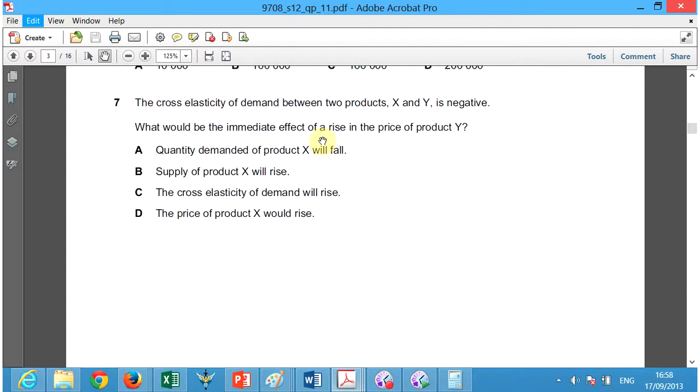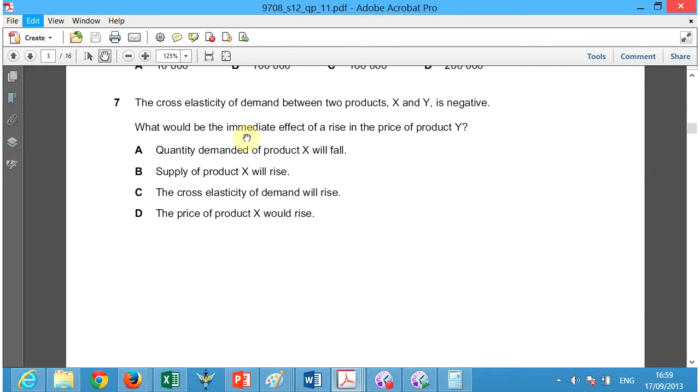In this question, the cross elasticity of demand between two products, X and Y, is negative. What could be the immediate effect of a rise in the price of good Y? Okay, so again, the cross elasticity is the percent change in quantity demanded of one product given the percent change in price of another product. Now, if this is negative, that means either the percent change in price of the first product is negative, or the percent change in quantity demanded of the second product is negative.